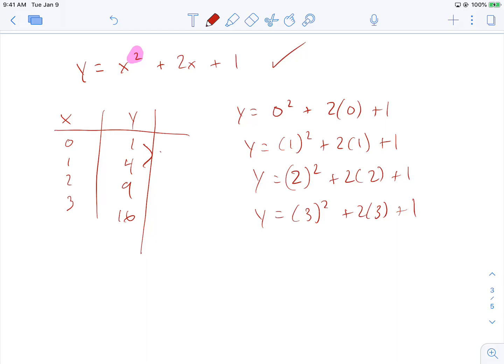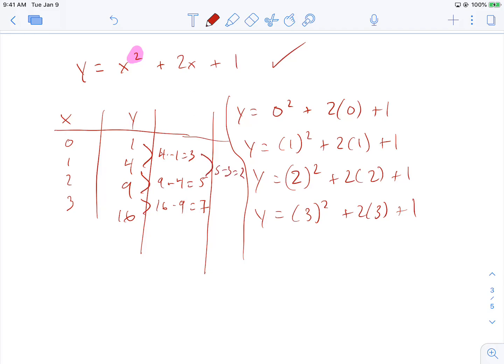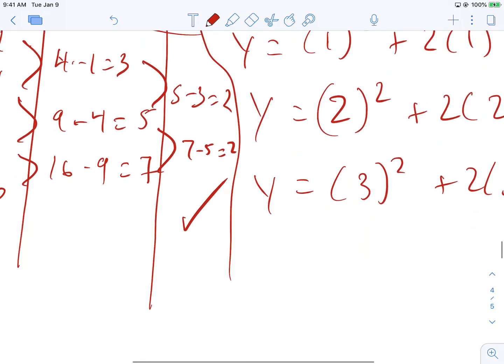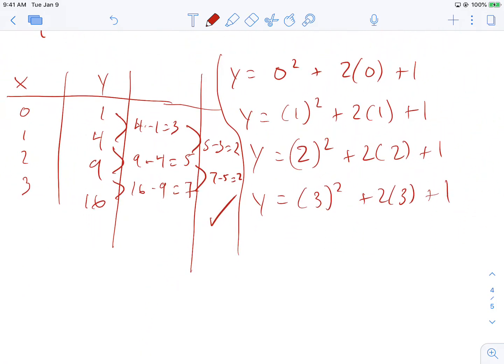So now let's take a look at our first differences. 4 minus 1 is 3. 9 minus 4 is 5. 16 minus 9 is 7. Now let's look at our second differences here. So we'll look at those two. 5 minus 3 is 2. 7 minus 5 is also 2. And if we had more data, we would see that all of these things are the same. So this was our first difference, this was our second difference, and these things were equal.